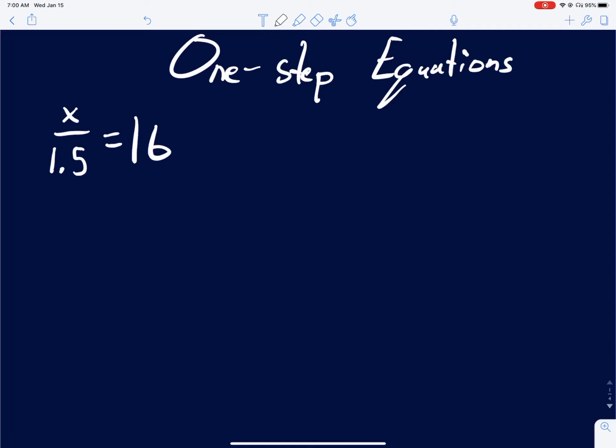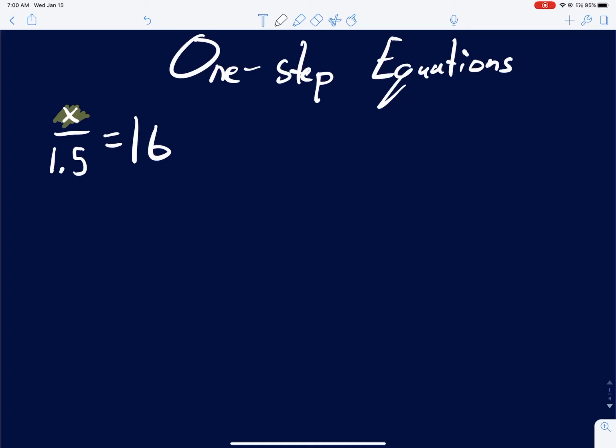Okay, today we're going to be talking about one-step equations. Now, the thing about one-step equations is that in order to solve for x, you only need to do it in one step. When solving any type of equation, the key is to perform inverse operations. So we want to isolate the variable. In this case, our variable is x. So we want to get x all by itself. That's what it means to be isolated, when you're all by yourself.